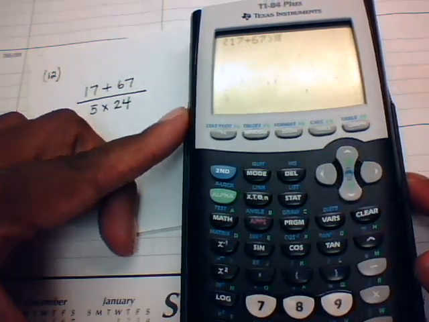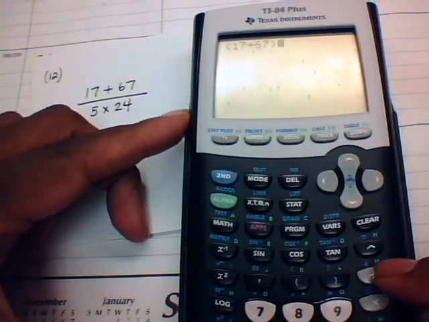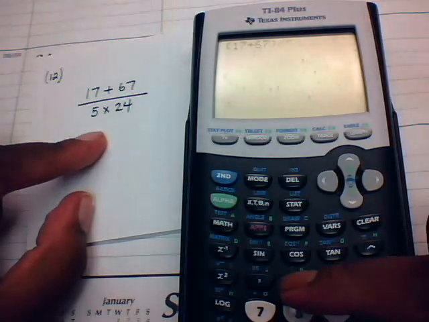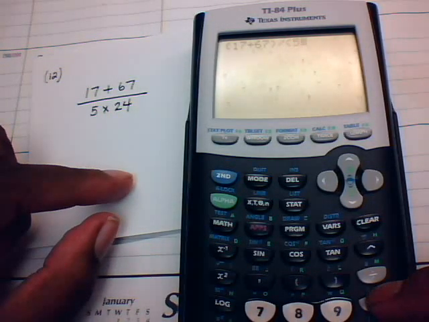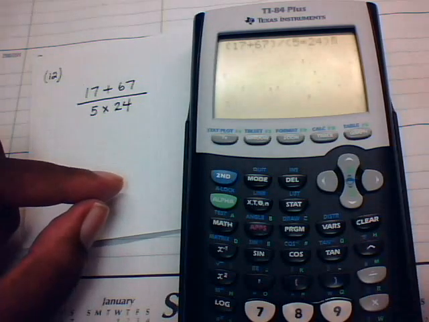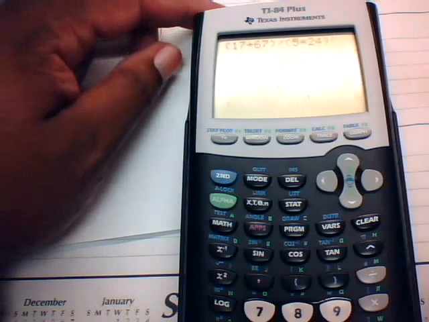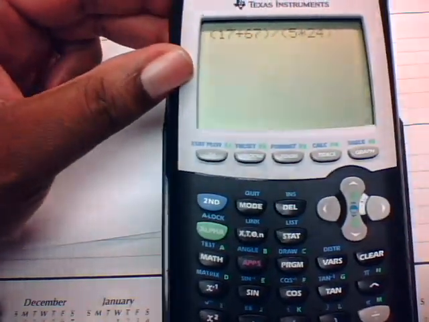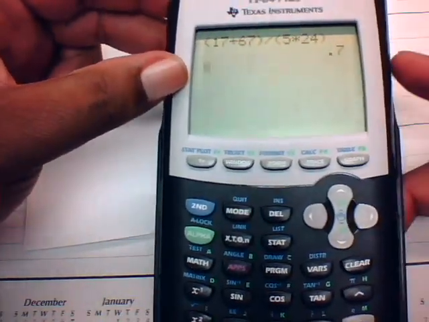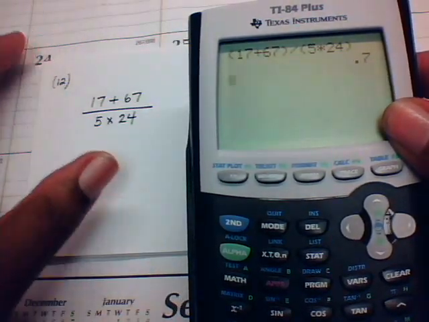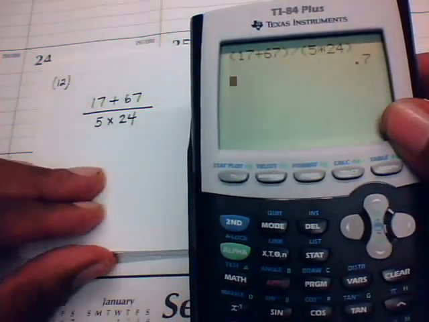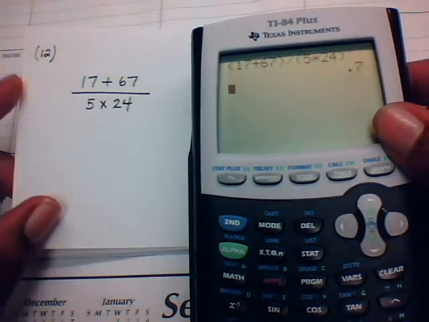And then close the parentheses. And then divided by, now left parentheses will be 5 times 24. And close the parentheses. And then you'll hit enter. And you'll get a decimal, which is just going to be 0.7. Or to 2 decimal places will be 0.70, if you like.